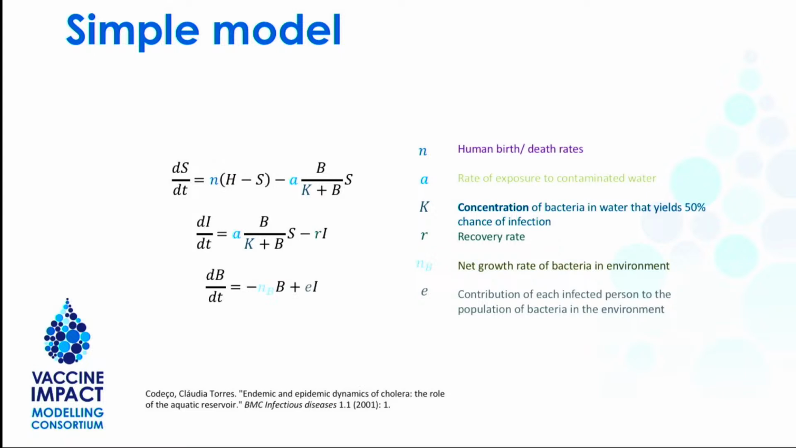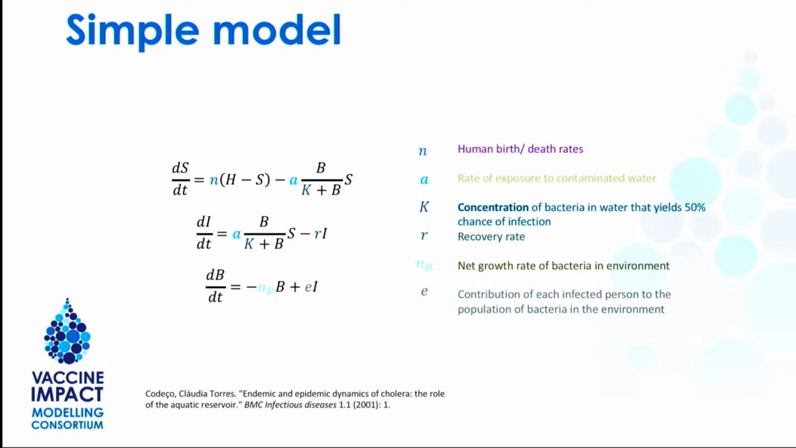We've got this NB, which is the net growth rate of bacteria in the environment. So you'll see in this equation for the bacteria, it features here and we've got a negative sign. So they're assuming that without any sort of other effects, the bacteria in the environment would decline. So if we think about this, we've got no shedding into the environment. There we've got exponential decay of the bacteria in the environment.